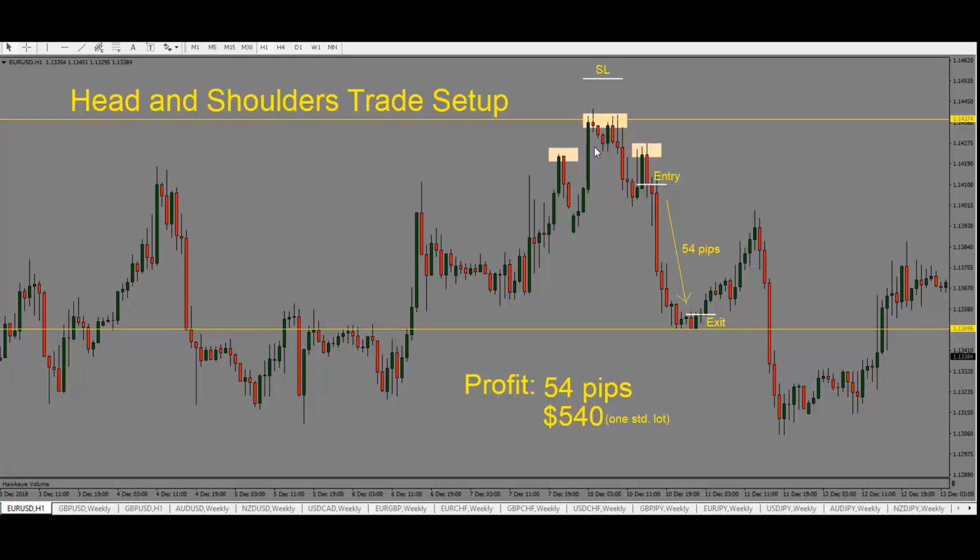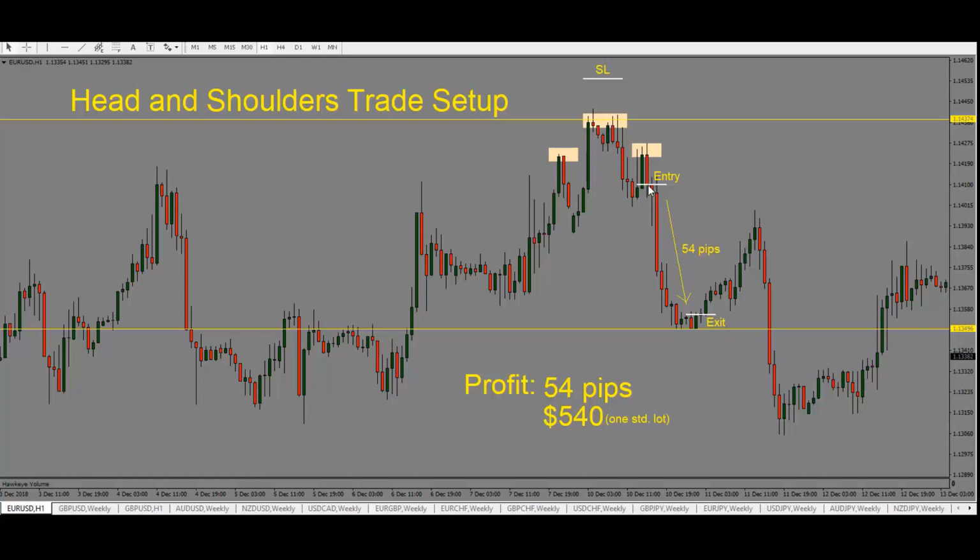So what we get in the end is a head in the middle, which will be our highest point, and then we have a left shoulder, which will be lower than the head, and a right shoulder, which again is lower than the head. So we get a head and shoulders trade setup.